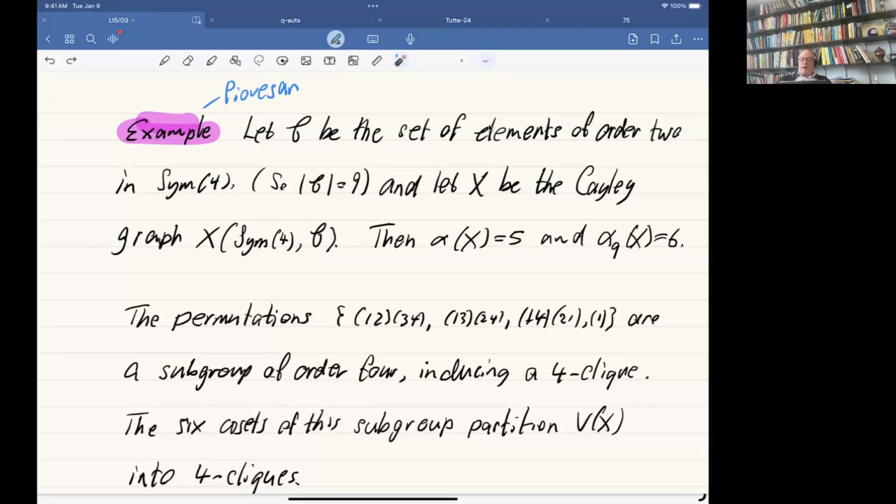But so this is the graph. And the issue is to prove that alpha q of x is 6. And one point of this is that the computer doesn't help us. Maybe there are ways of doing it. We don't have any code which would actually convince us of this. Okay, so we'll leave it at that for now.